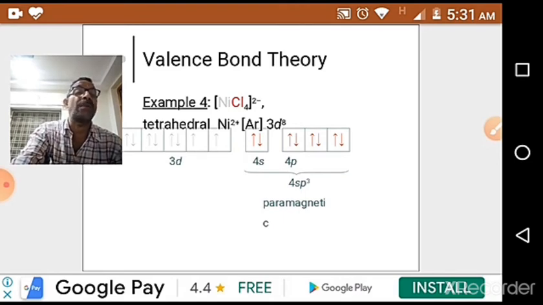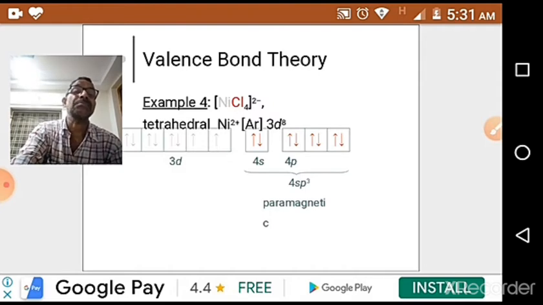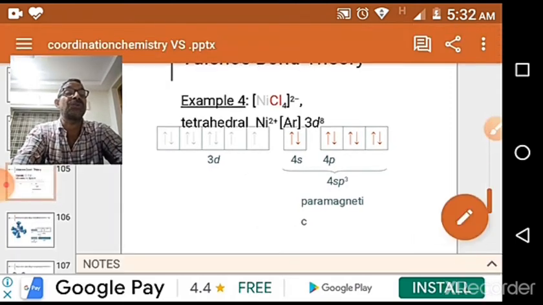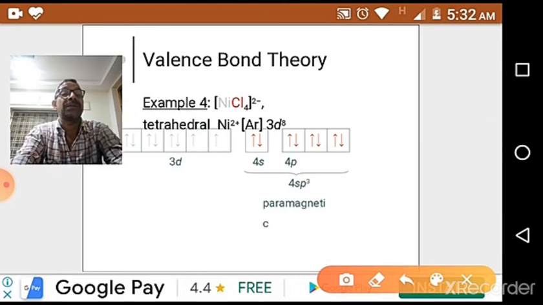It's an anionic complex. So in this complex, we apply our valence bond theory. In this complex, the central metal atom is nickel. The atomic number of nickel is 28. We know the outer electronic configuration is argon 4s2 3d8. So this is the electronic configuration of nickel, 28.